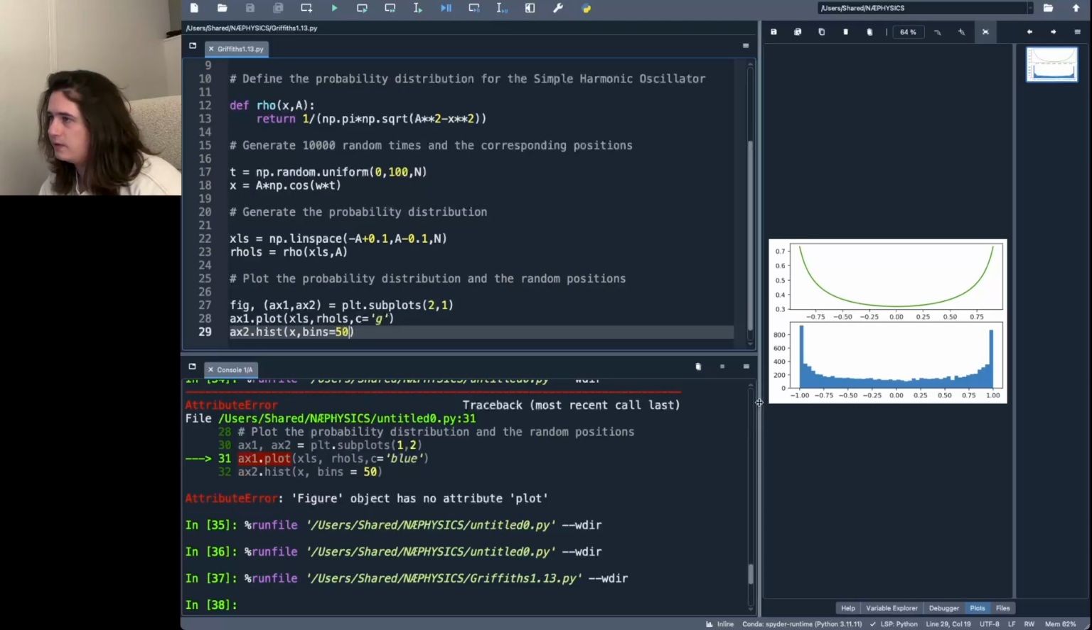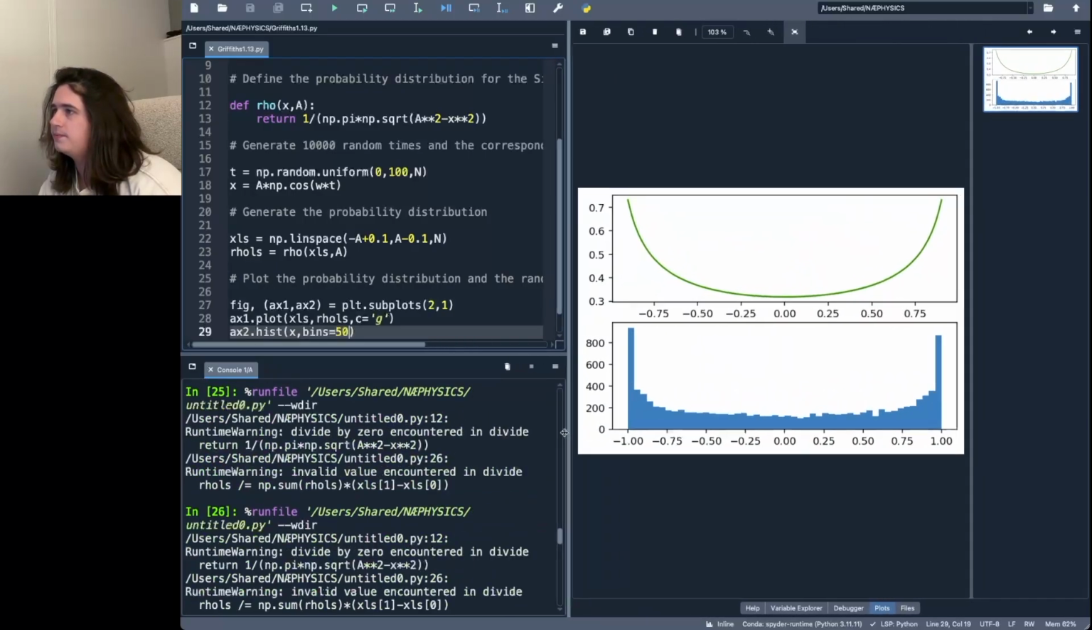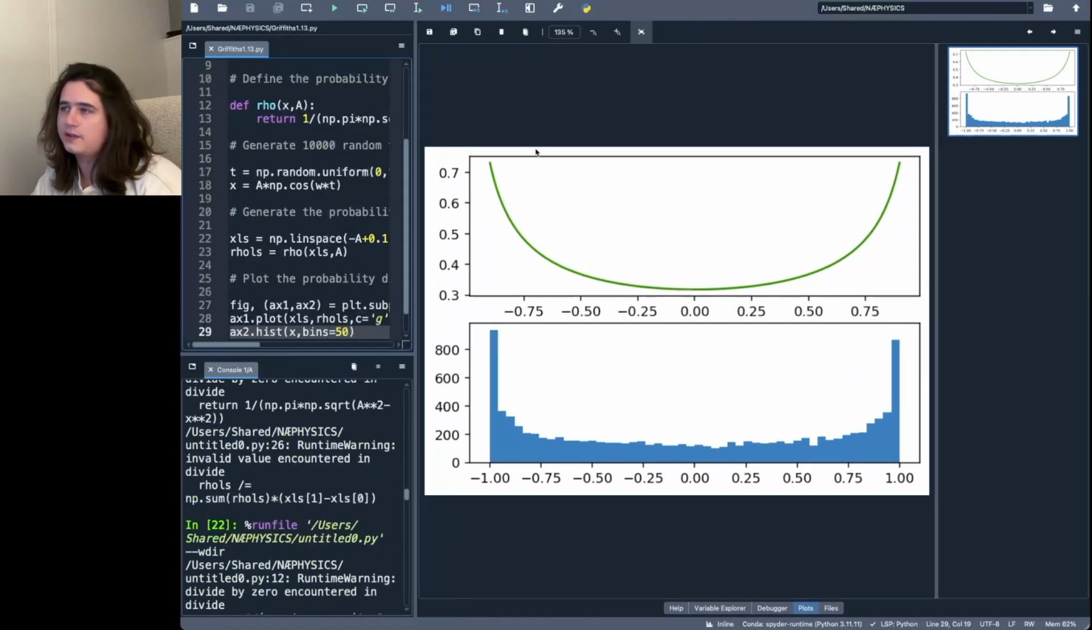There they are. You can see on the top, there's the probability distribution. It's not normalized, but I think it is normalized actually, and it's just going like that. And then here are all of our randomly generated points on this interval. It looks like it pretty much matches the probability distribution that we gave.